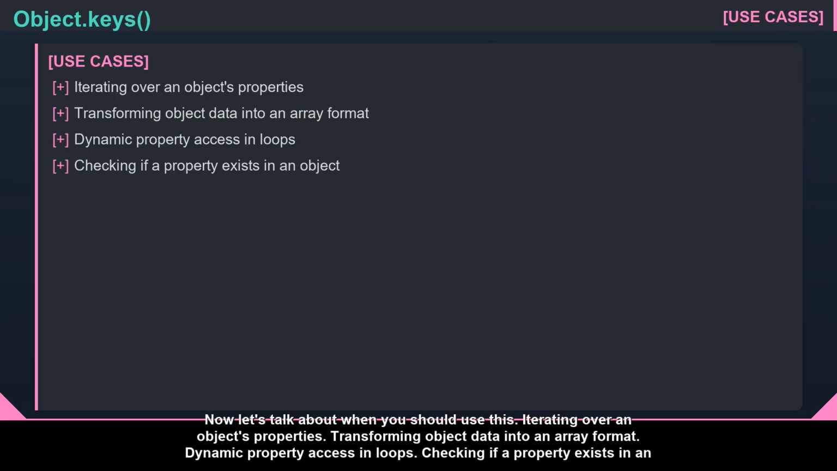Now let's talk about when you should use this. Iterating over an object's properties. Transforming object data into an array format. Dynamic property access in loops. Checking if a property exists in an object.